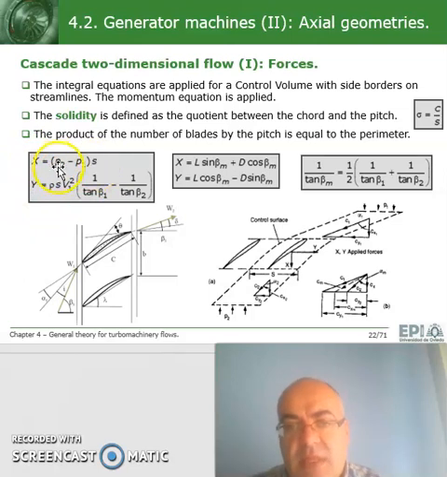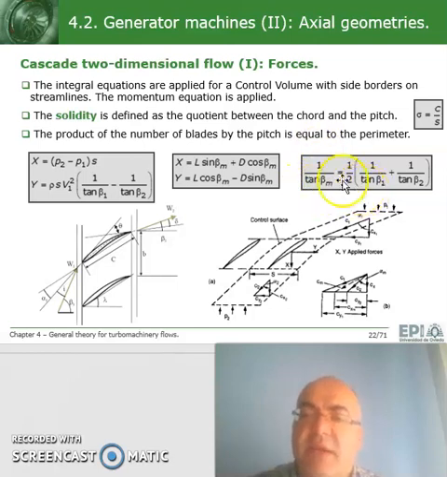Pitch times P1 minus P2, sorry, P2 minus P1, and then vertical force rho pitch V squared times 1 over tangent beta 1 minus 1 over tangent beta 2. And if we want to project those forces on the lift and drag directions, we get to this set of equations. And for calculation purposes, an average 1 over tangent beta, the mean 1 over tangent beta, is defined as this one: 1/2 of 1 over tangent beta 1 plus 1 over tangent beta 2.